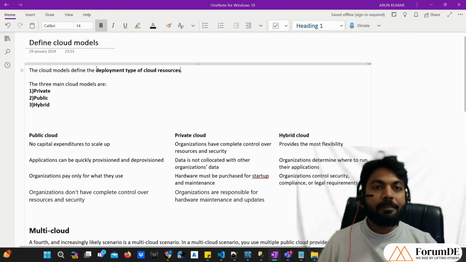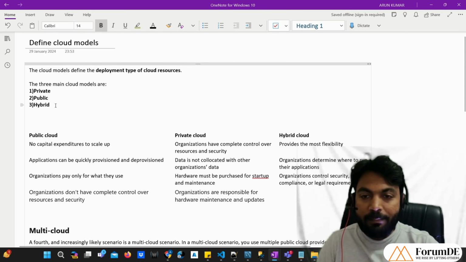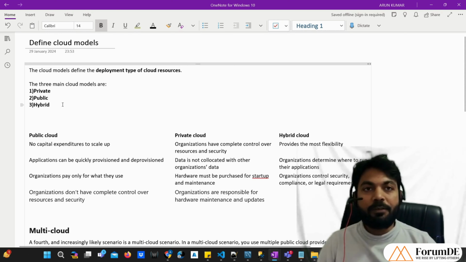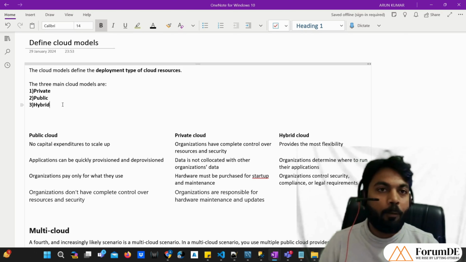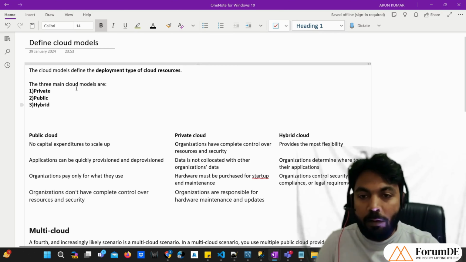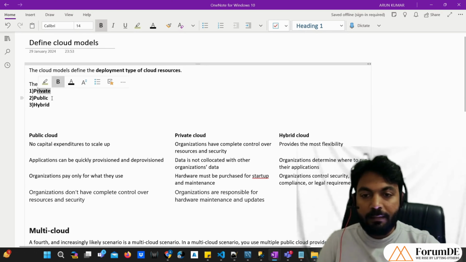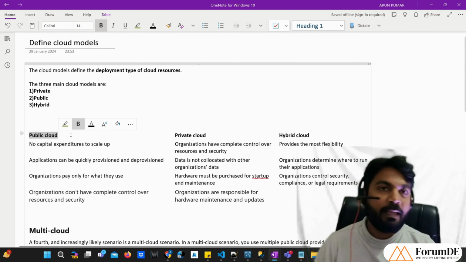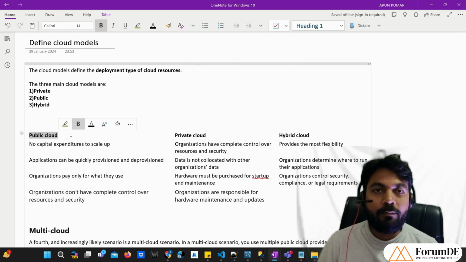Now the cloud models are divided into three parts, called private, public, and hybrid, based on how these cloud resources have been deployed. One is private, another one is public, and the third one is hybrid. Let's start our discussion with the public cloud. Examples like Microsoft Azure, AWS or GCP all come under the public cloud platform.